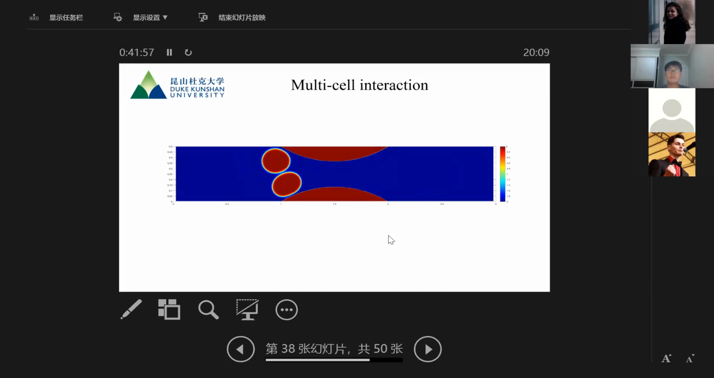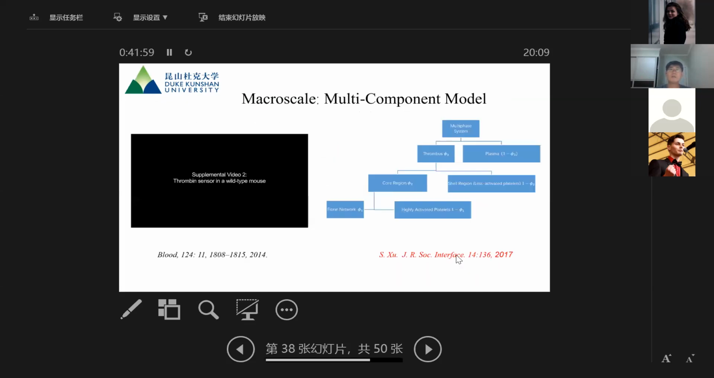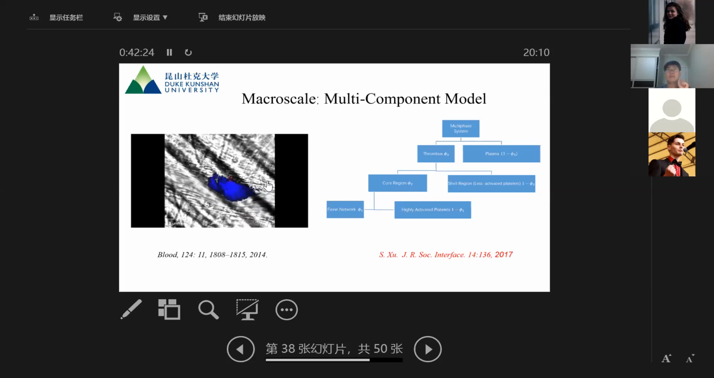Okay, so now let us go to a much larger scale, the macro scale, the blood vessel scale. First let us take a look at this movie. This is a movie showing the formation and deformation of a laser-induced arterial clot in a mouse.